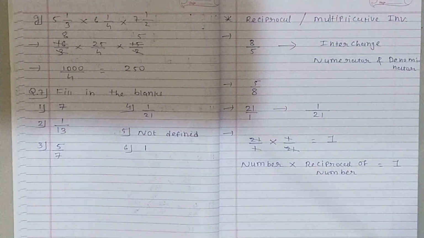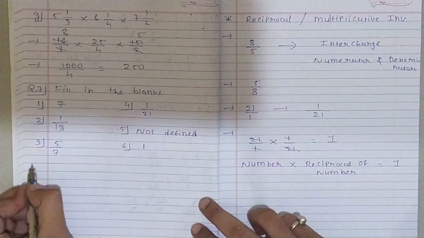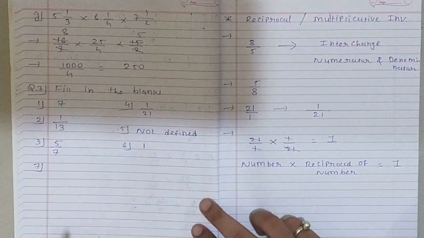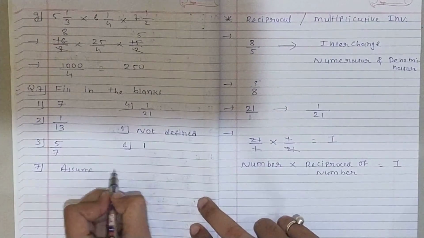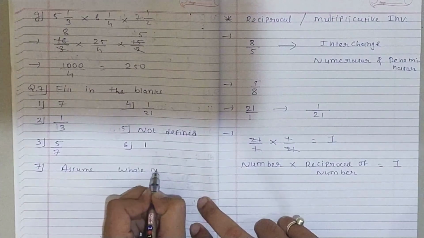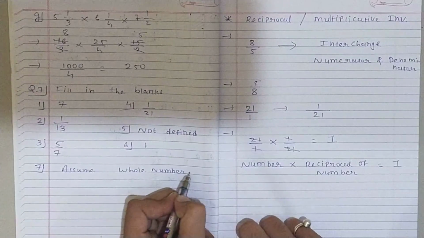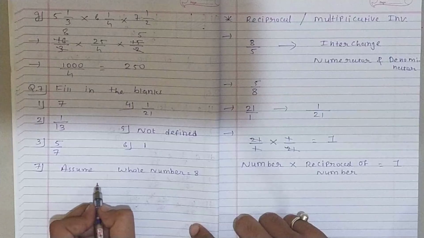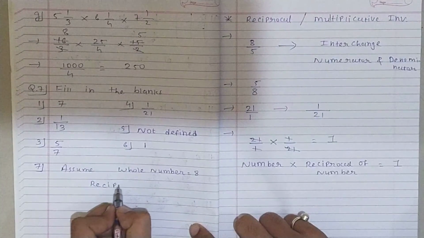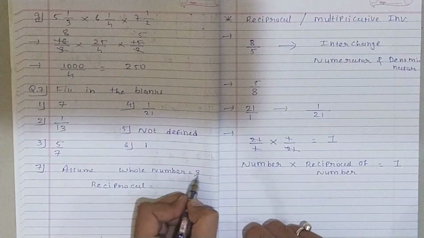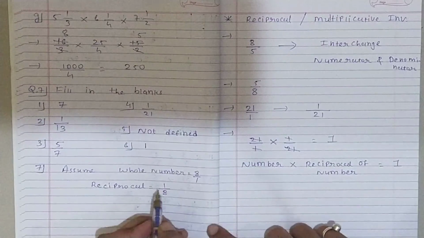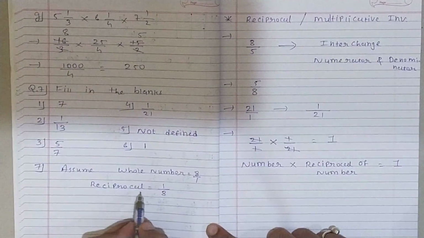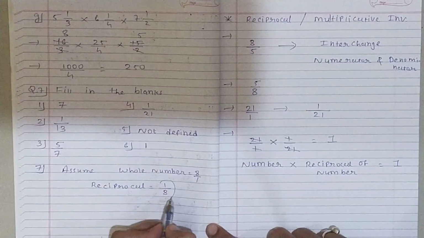Next one, the reciprocal of a whole number will always be. Okay, जैसे कि ये वाला मैं आपको सॉल्व करता हूँ. Let's assume any whole number, assume that whole number is 8, right? So 8 का रेसिप्रोकल क्या होगा? यहाँ पे नीचे कुछ नहीं है तो 1 है, so 1/8 would become the reciprocal of 8, right? So if you observe, the reciprocal of a whole number is always a unit fraction.